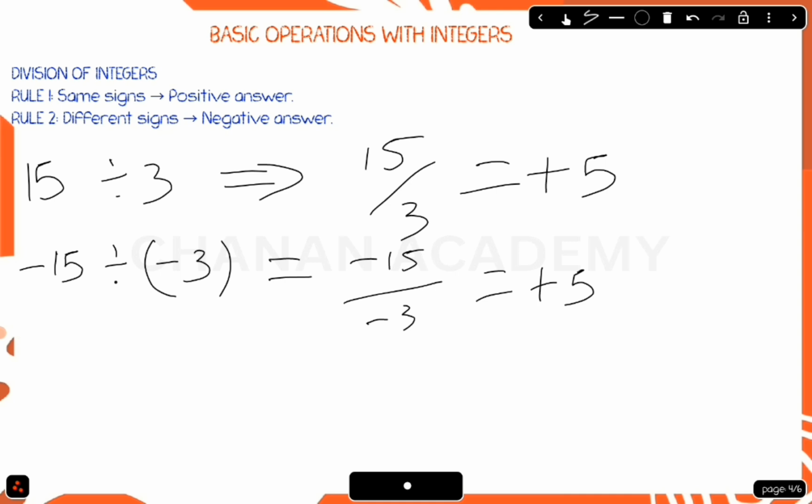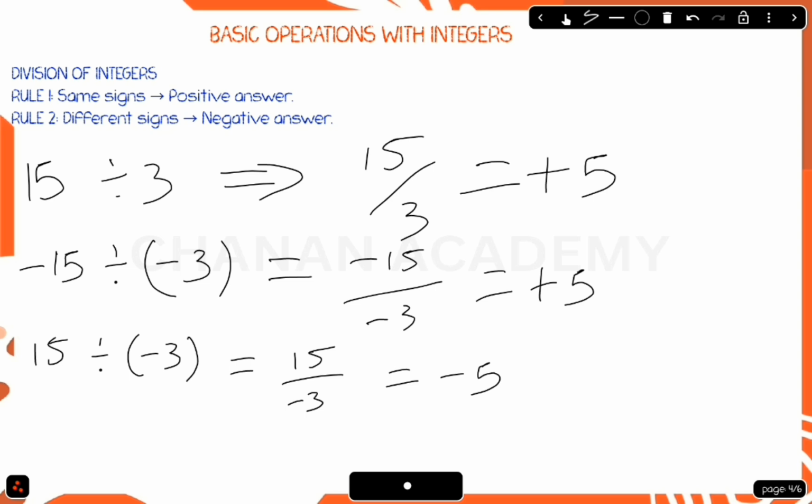Okay, so let's say 15 divided by negative 3, which can also be written as 15 over negative 3. The result, using rule 2 now because the signs are different. Always look at the rule. When the signs are different, negative is going to be our result. When the signs are the same, positive is going to be our result. So in this case, we'll have a negative answer. And then 15 divided by 3, the result is 5.